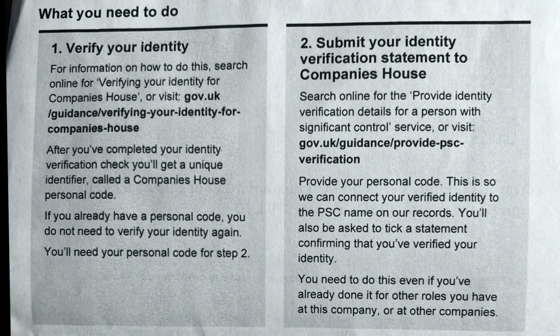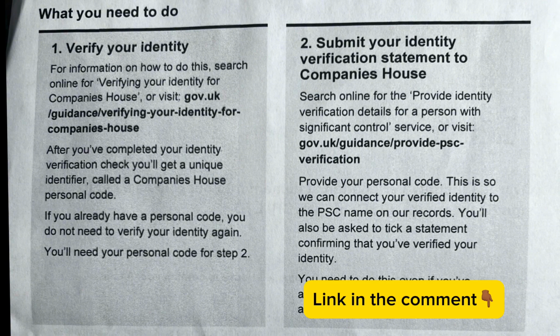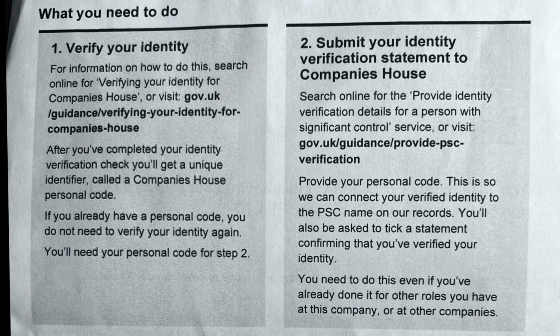Here are 2 things you need to do. First, you need to verify your identity. Second, you need to submit your identity verification statement to Companies House. I'm going to show you how to verify your identity in this video, and you can check out the second video for the way you can submit your identity verification statement to Companies House. After you've completed your identity verification check, you will get a unique identifier called a Companies House personal code. That is what you use for your confirmation statement.